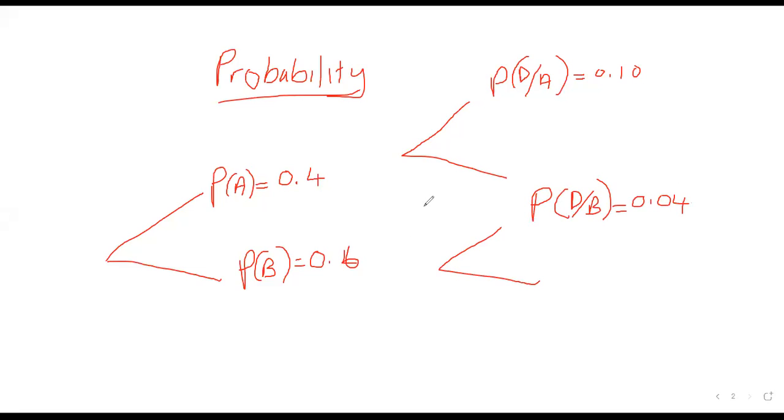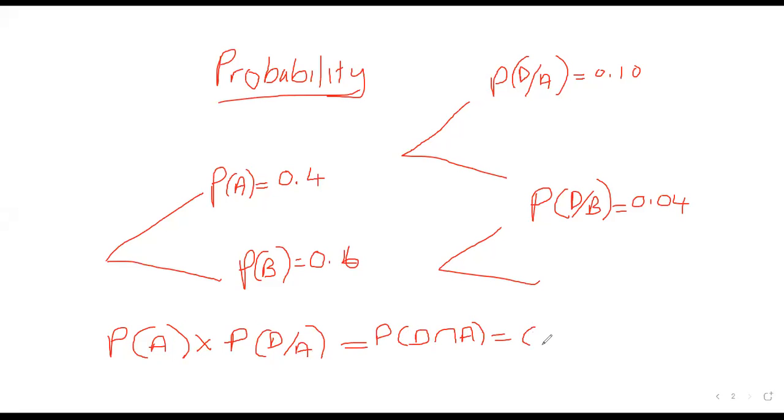So in the previous session, we discussed when you multiply probability of A and probability of D given A, this gives us the intersection. As long as the base is a multiplicand, what we're going to get is probability of D intersection A. So what are we applying? 0.4 times 0.1.